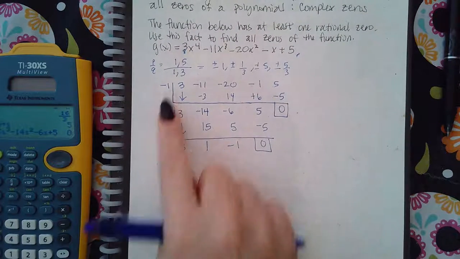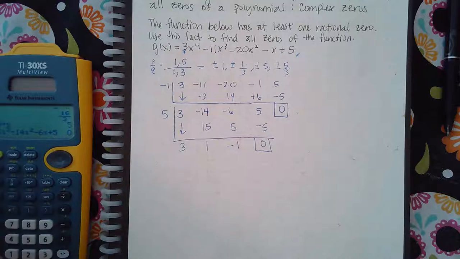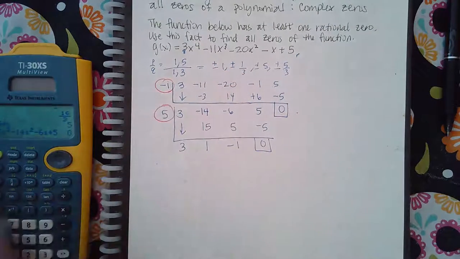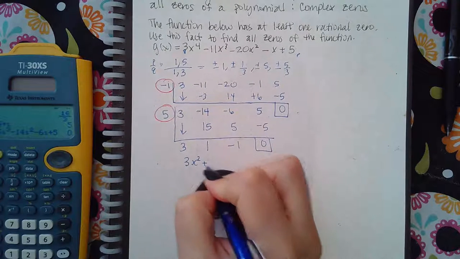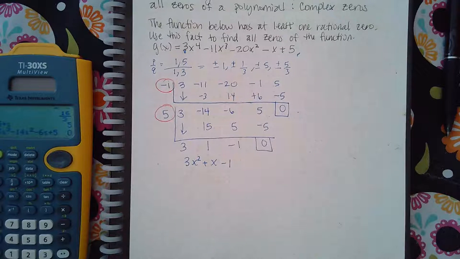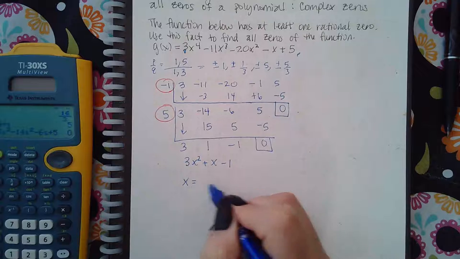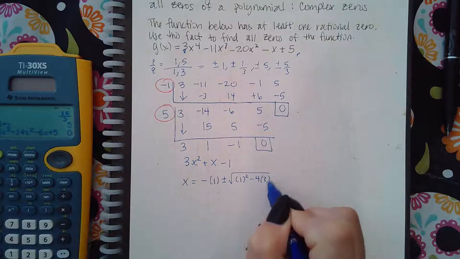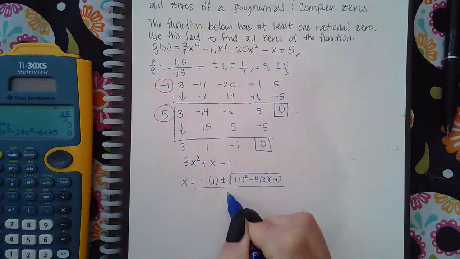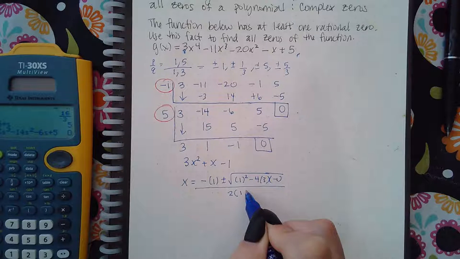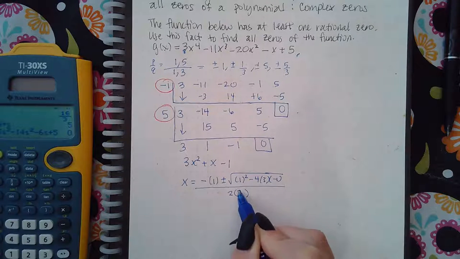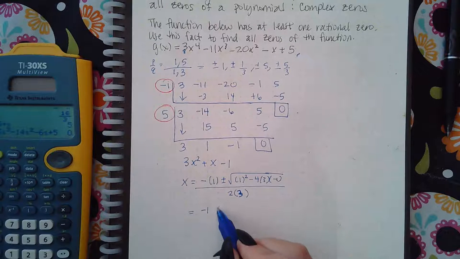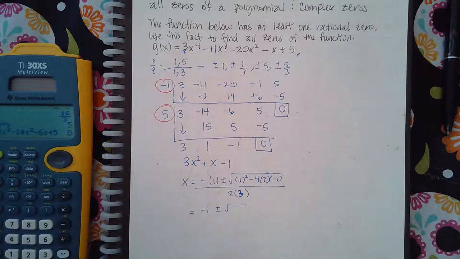So now that I know these two factors, right? It wants me to find all the zeros. So I found two of them using the P over Q. This, though, cannot be factored. So the only other way I can find the last two is to do the quadratic formula: negative b plus or minus the square root of b squared minus 4ac, all over 2a. And so then we get the square root of 13 over 6.